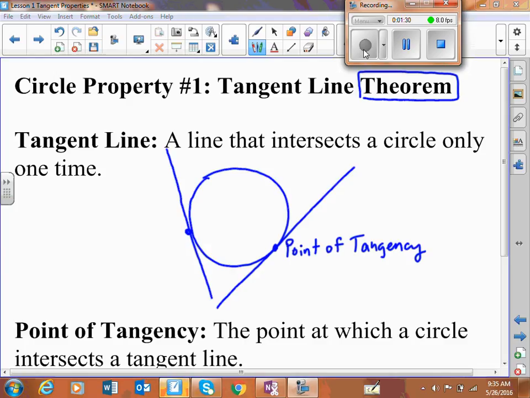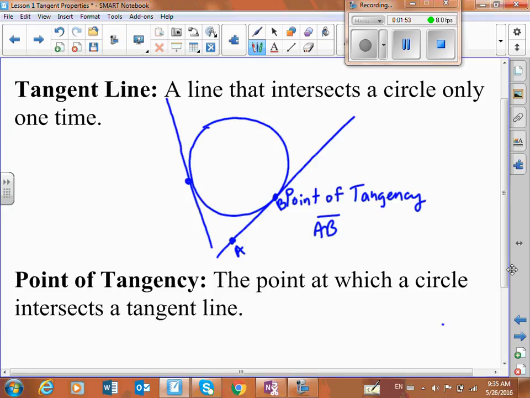You see that definition just below. Point of tangency. Okay, that's the point that it touches the circle. When we're naming lines, for simplicity's sake, we use letters. So we could say that line segment AB is tangent to the circle. Okay, that's how we would write a line segment with the line over top of the A and the B. So you're going to see those notations quite a bit. All right, so that's the line that intersects the circle one time, and the point of tangency, that's the point at which a circle intersects a tangent line.